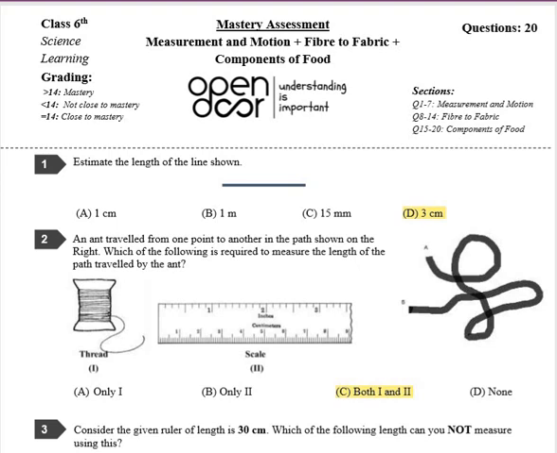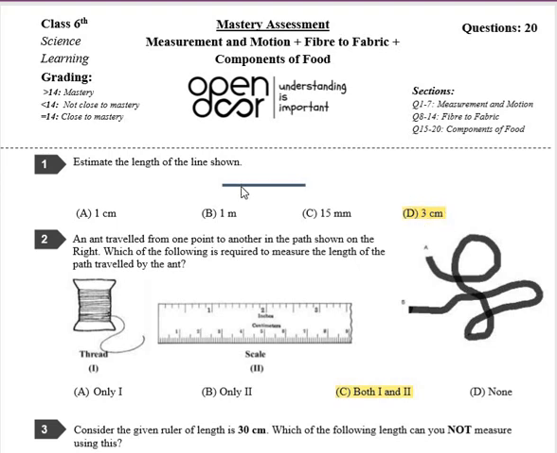So question number one is: estimate the length of the line shown. Here the picture of the line is given and you have to estimate its length. The options given are 1 centimeter, 1 meter, 15 millimeter and 3 centimeter. The most appropriate answer will be 3 centimeter.